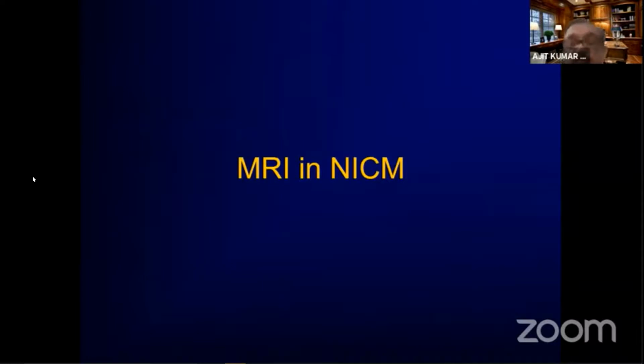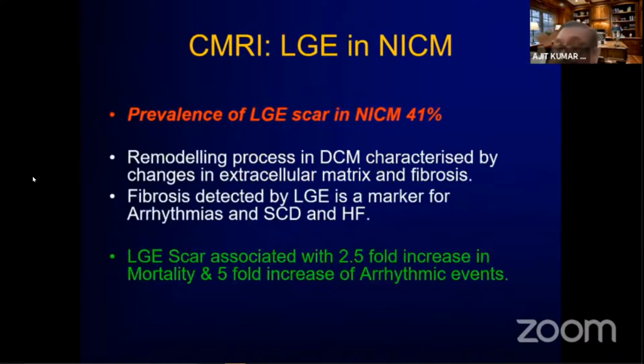Now let us look at MRI in non-ischemic cardiomyopathy. The prevalence of LG scar in non-ischemic cardiomyopathy was seen in about 41%. The remodeling process in DCM is characterized by changes in extracellular matrix and fibrosis. And the fibrosis detected by LG is a marker for arrhythmias, sudden cardiac death and heart failure. LG scar is associated with a 2.5-fold increase in mortality and 5-fold increase of arrhythmic events.